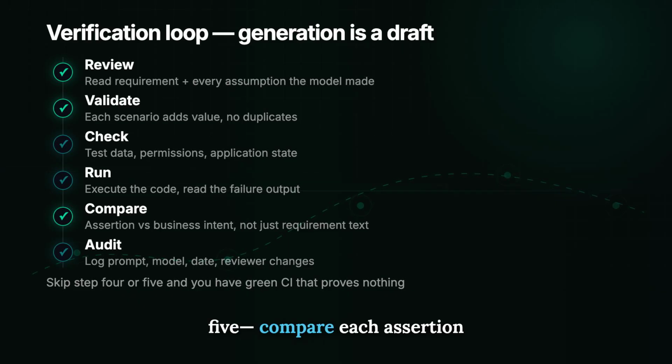Step 5. Compare each assertion against the business intent, not just the requirement text. Step 6. Log the prompt, the model name and version, the date, and any changes the reviewer made, so the output is auditable. Skip steps 4 and 5, and you have a green CI pipeline that proves nothing.